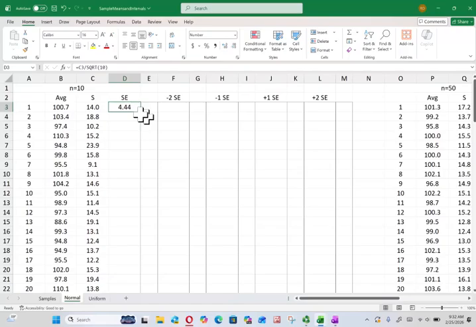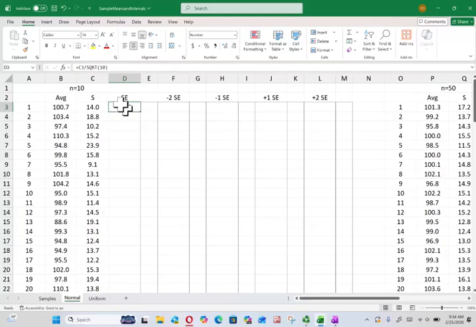If this is fish, the average length of fish is 100.7, call it centimeters. The measurements are in centimeters. The average is 100.7 centimeters. The standard deviation is 14 centimeters. And the standard error is 4.44 centimeters. So whatever the measurement units are, they're the same for the average, standard deviation, and standard error. And they have to be because I'm going to add and subtract them. So they have to be the same.